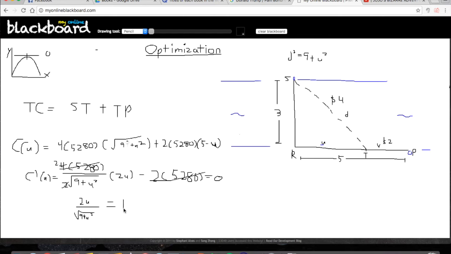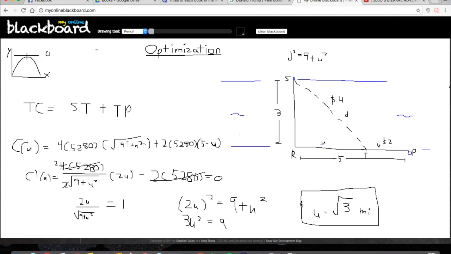So we can multiply this on both sides, so we end up with 2u. We're going to square this, just because this is a radical down here, and that is equal to 9 plus u squared. So then we can subtract u squared on both sides. This is going to be 3, because 2 squared is 4, so 4u squared minus u squared is 3u squared, which is equal to 9. And so we end up with u is equal to radical 3. That means that we have radical 3 miles as the distance from the origin where the cost is optimized.